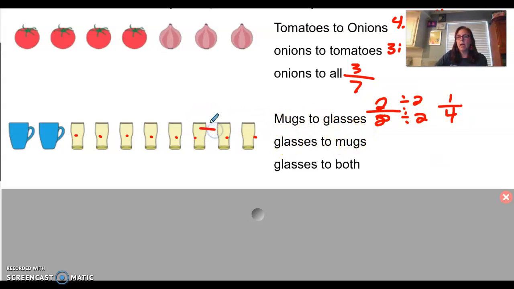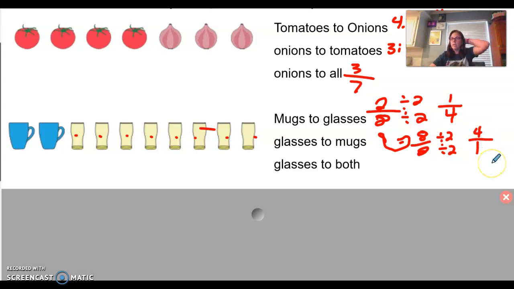So glasses to mugs would just be the other way. 8 to 2, which when we divide is 4 to 1. And yes, you write the 1 when the 1 is in the denominator. 4 to 1. You don't just say 4.